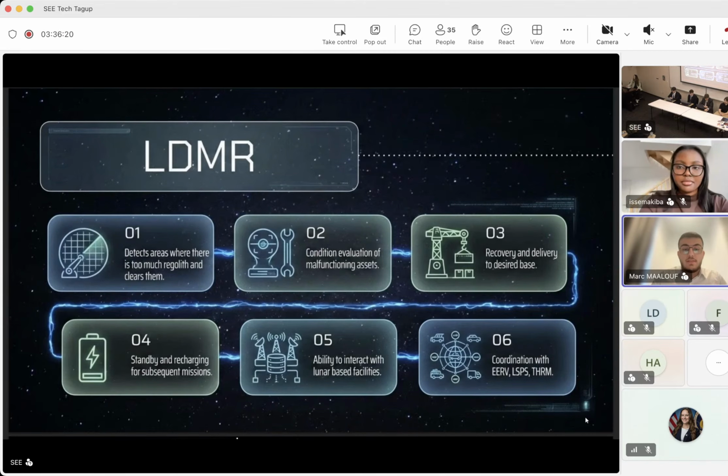Some of this dust is dispersed while some is collected and reused as material for the track printer rover, which is GTPR. After finishing the task, LDMR returns to standby mode and recharges. So it uses the LSPS, and it can also use the THRM if there is a problem with heating, and we can also use ERRV if there is a malfunction with this rover. Next slide, please.